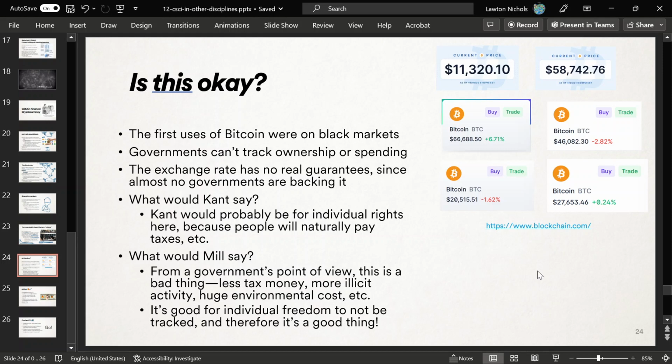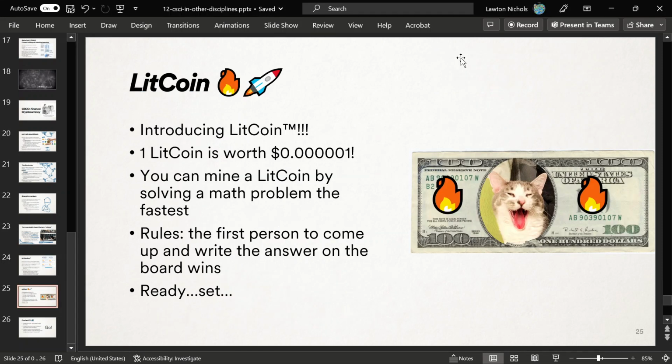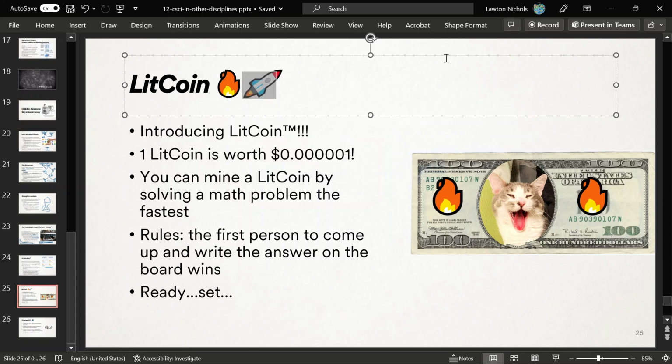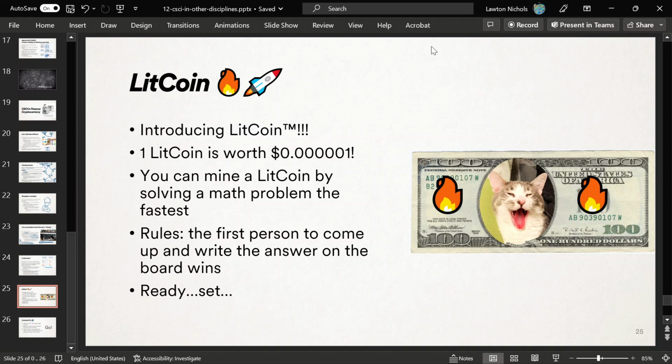So I like to have a silly little exercise, or I guess a competition, every semester I teach about cryptocurrency. So let me introduce to all of you a new cryptocurrency with my cat as the mascot. It will be called Litcoin. And one Litcoin is worth not very much, but maybe if you mine enough of it, it will help you do well on a test or something. You can mine a Litcoin, and I will make some physical Litcoins to give out to you for fun. You can mine a Litcoin by solving a math problem the fastest. And here are the rules.